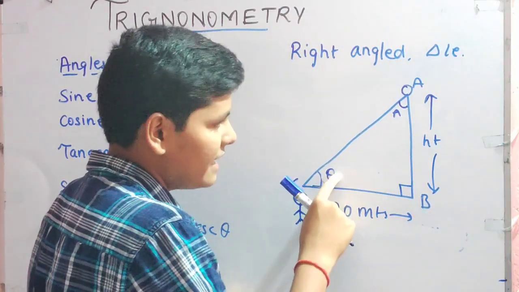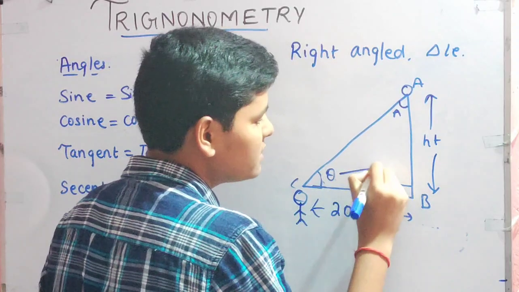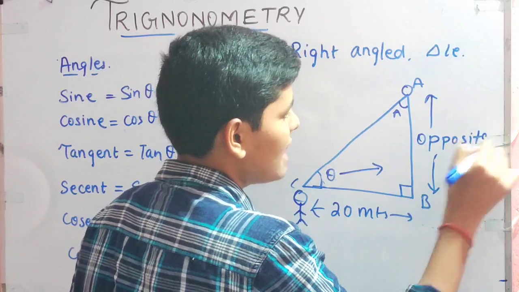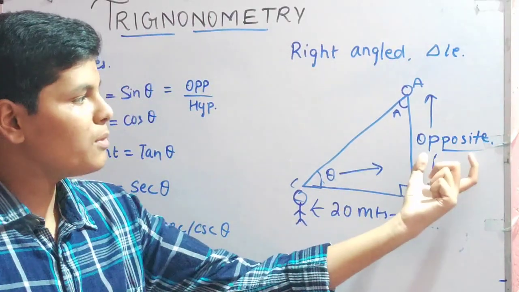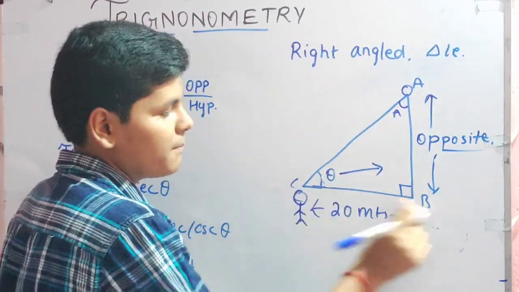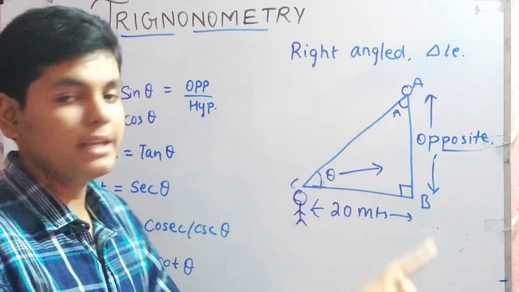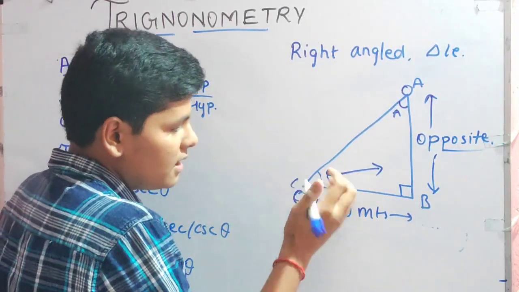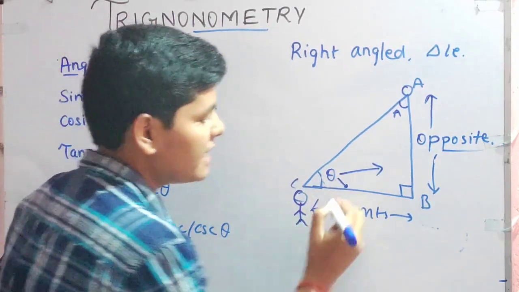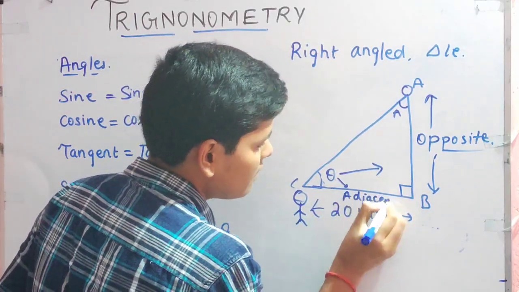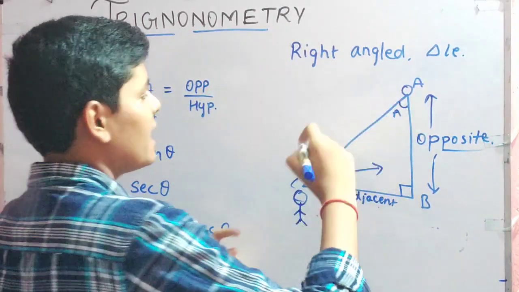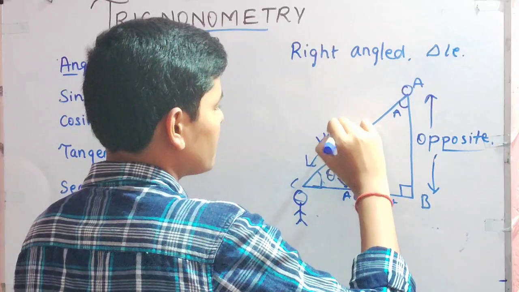Now the triangle has 3 sides. The side opposite to theta is known as the opposite, as simple as that. This opposite can vary. For example, if you take theta over here at A, the opposite will be BC, and for C, the opposite will be AB. Similarly, the side which is just near to that theta is known as adjacent. Adjacent means just nearby or attached to it. And the longest side of a triangle is known as the hypotenuse.